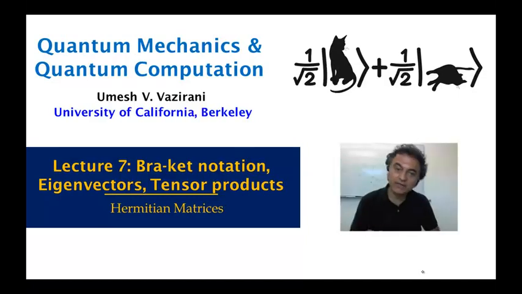Okay, so in the second video, we are going to talk about Hermitian matrices and eigenvectors and eigenvalues. So let's see, what's a Hermitian matrix? A is Hermitian if and only if A is equal to A conjugate transpose. Okay, so in particular it has to be a square matrix.